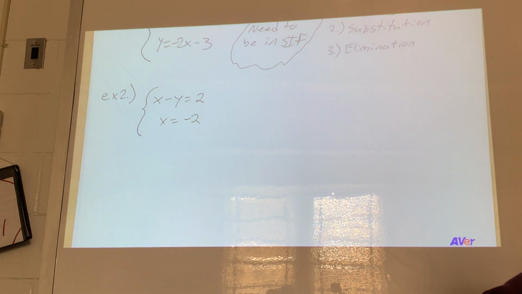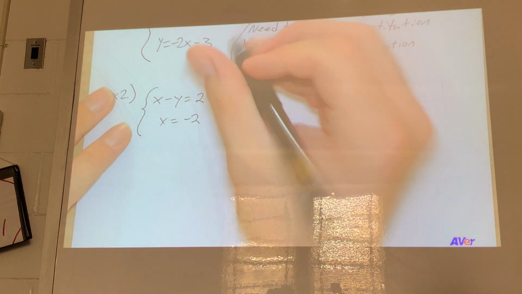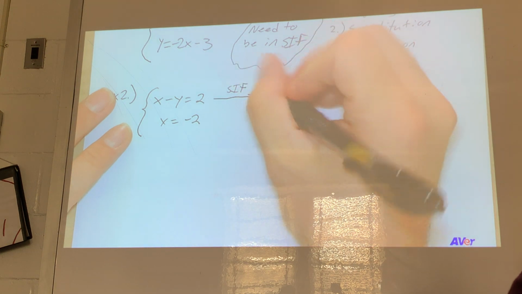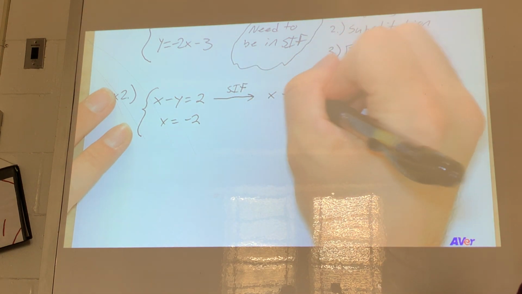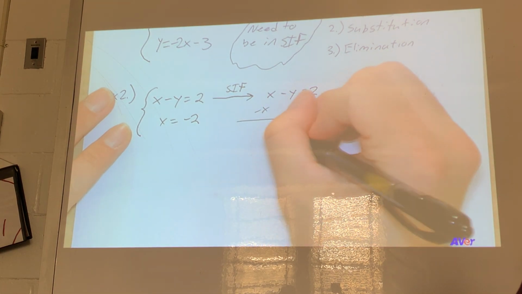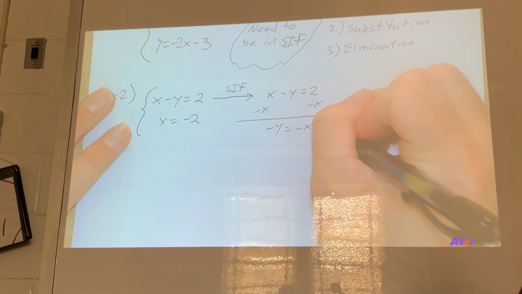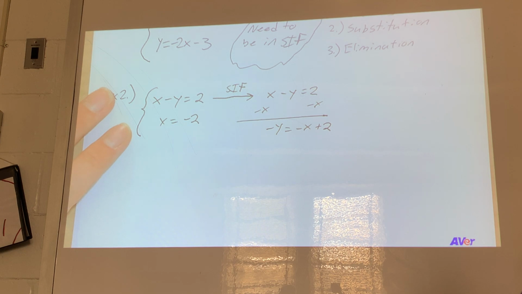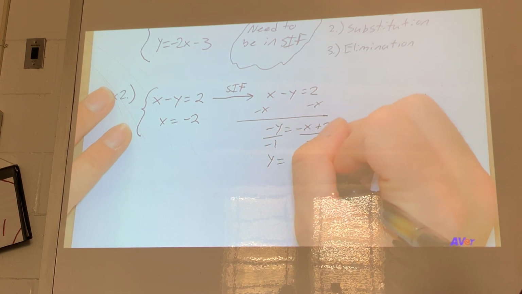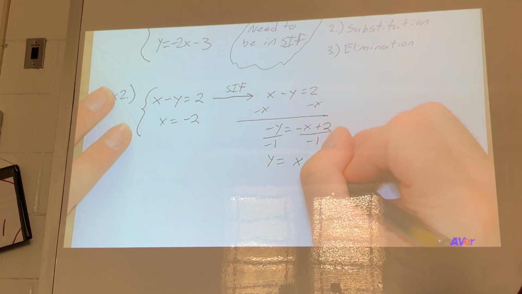All right, so we're gonna graph these. But I can't graph the first one yet because it's not in slope-intercept form, so I need to change this to slope-intercept form. How do I change x minus y equals 2 in slope-intercept form? Subtract x from both sides. And then I get negative y equals negative x plus 2. And then how do I get rid of that negative? I multiply both sides by negative 1, or I divide both sides by negative 1. Both will do the same thing. So this becomes y equals positive x plus 2.